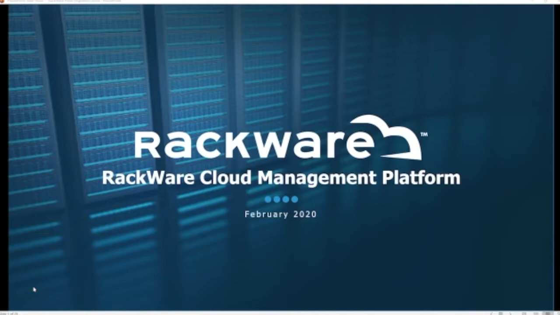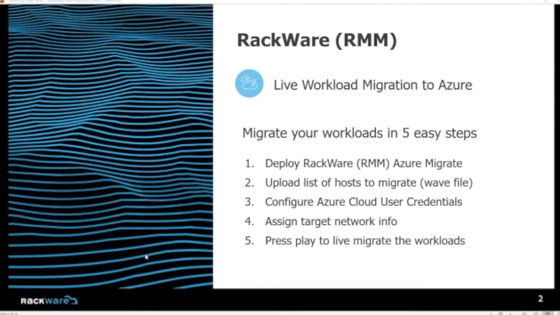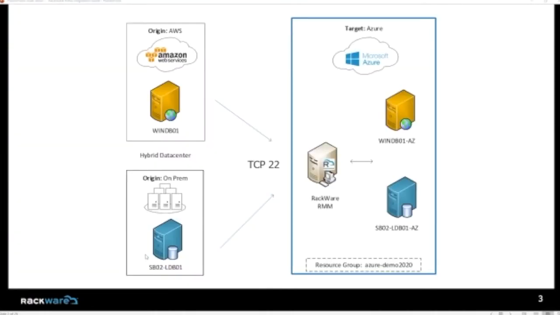Thank you, Todd. Today, I'm going to show you how to perform a live migration of a typical hybrid infrastructure into the Azure Cloud. There are 5 simple steps to perform this migration. First, deploy your RackWare RMM from Azure Migrate. Then upload your list of hosts to migrate. We call these waves. Input the Azure Cloud credentials. Assign the target network information. And then press play to perform the live migration of all the workloads.